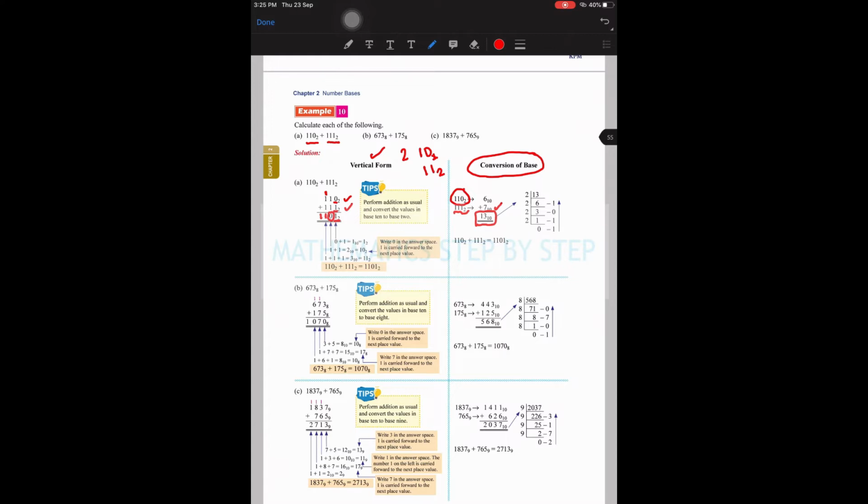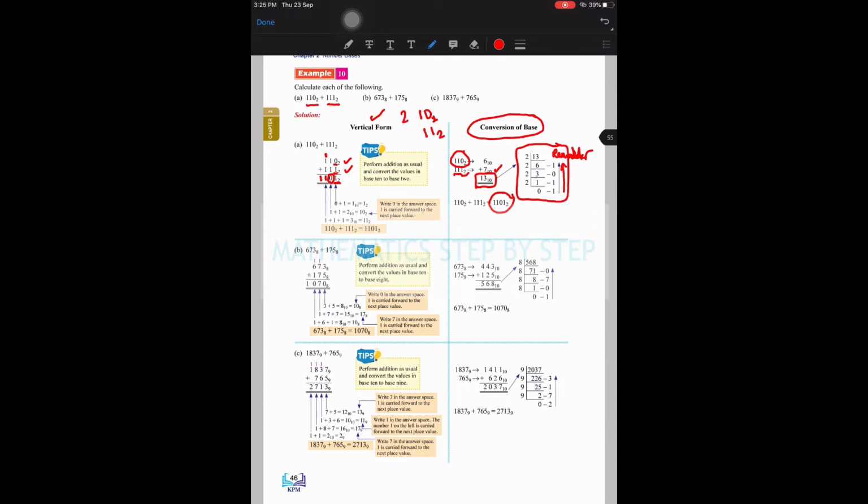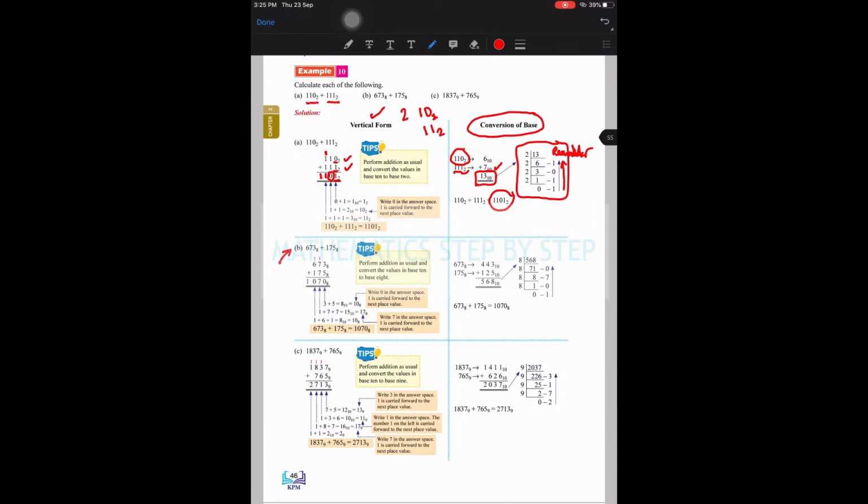Now we convert 13 to a number in base 2 using the division of base value method, okay? Then all these are the remainders, and we read from bottom to top. So we get 1101 base 2, okay? So now let's go through B together. 673 base 8 plus 175 base 8, okay?